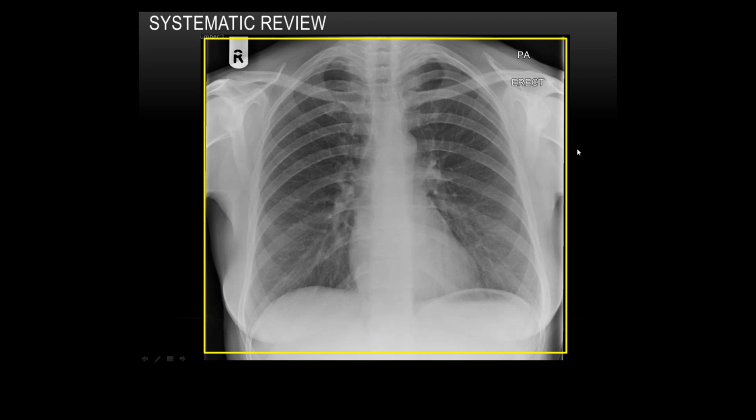It can also make your heart look bigger because you're catching it at different angles, so it can actually look like they've got cardiomegaly and they may not have. There are a lot of factors on chest X-rays that can be exaggerated by rotation.